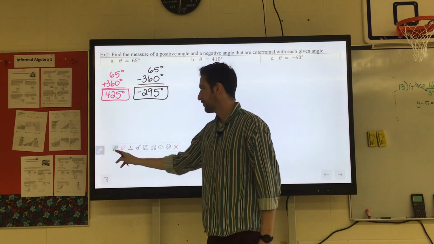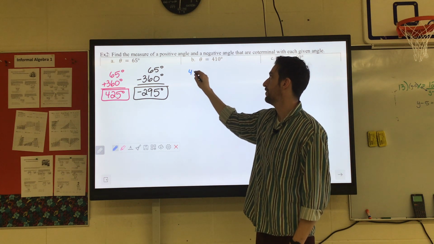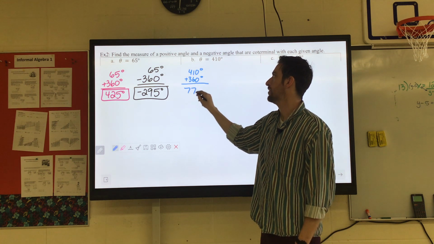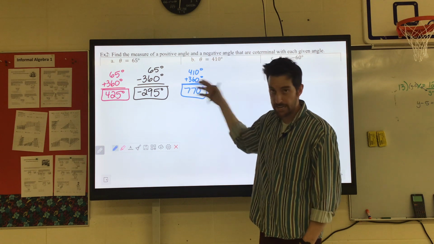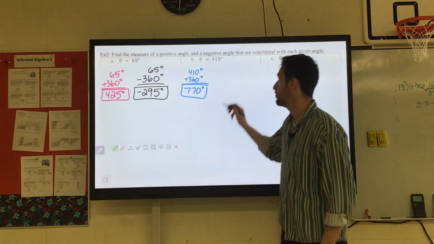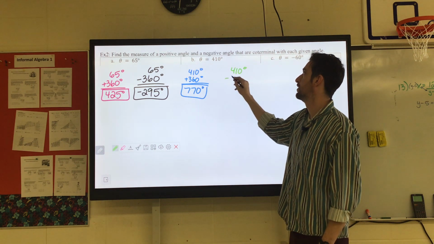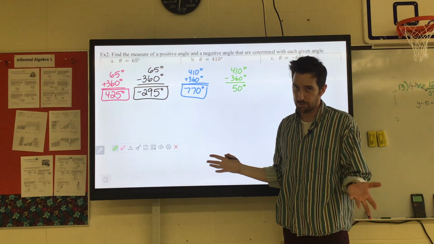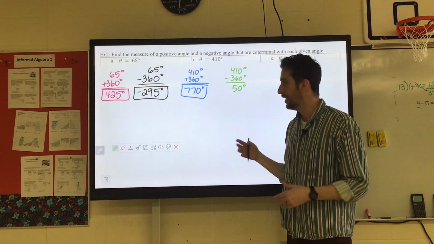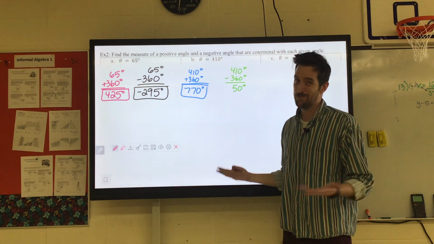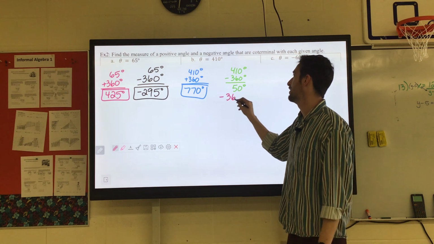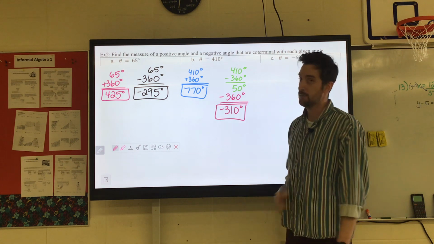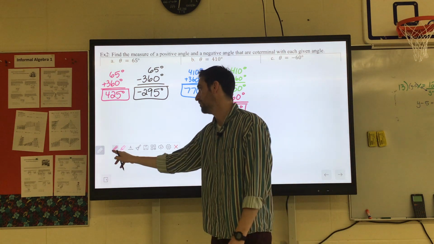So 410, you could add 360 to that. And that would give you 770 degrees. There is a positive coterminal angle. Now, if we subtract 360 degrees from it, we're at 50 degrees. That's also a positive coterminal angle. So that could be included in the positive answer. However, we still do need a negative. So we have to subtract a whole other rotation on that, which will give us negative 310 degrees. And you could keep subtracting 360.